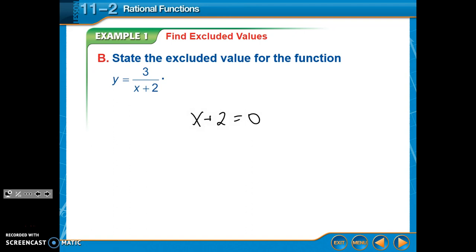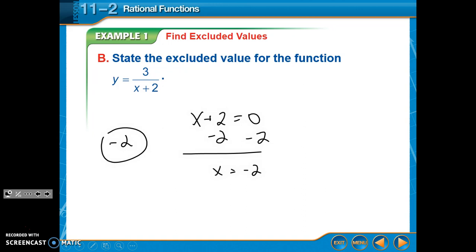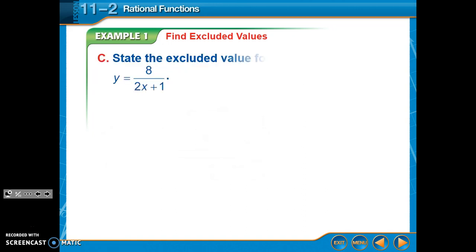Anyway, so x plus 2, we set it equal to 0 to figure out what value is excluded. And then I solve for x. So I'm going to do minus 2 from both sides, and I'm going to get x cannot be equal to negative 2. So my excluded value is negative 2, because if I put in negative 2, I get 0 in the denominator, and we can't divide by 0.